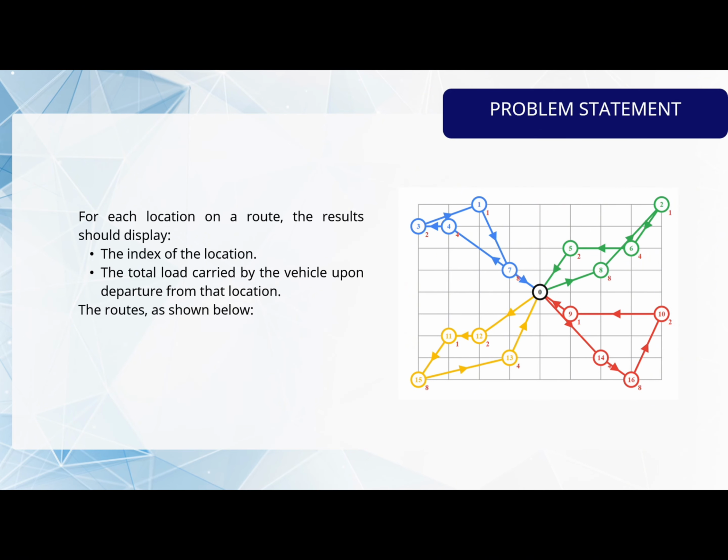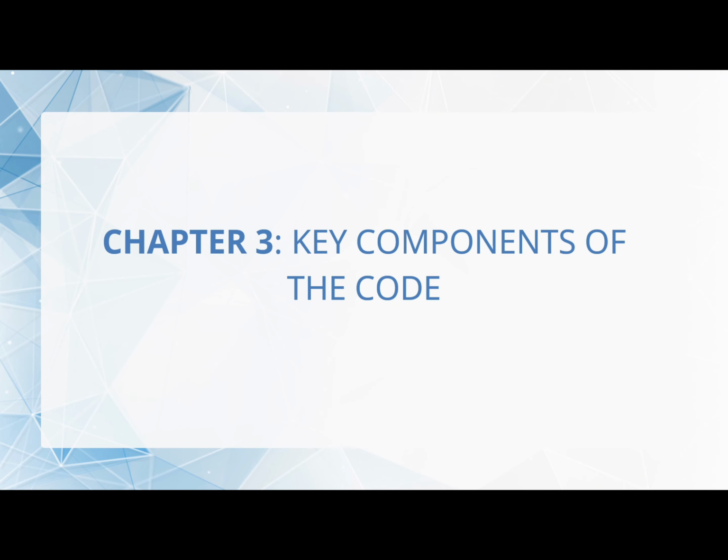For each location on the route, the result should display two values: the index of the location and the total load carried by the vehicle upon departure from the location. We can see the route in the picture below, including two bars, the location and the load carried. And now we move to chapter 3, the key components of the code.